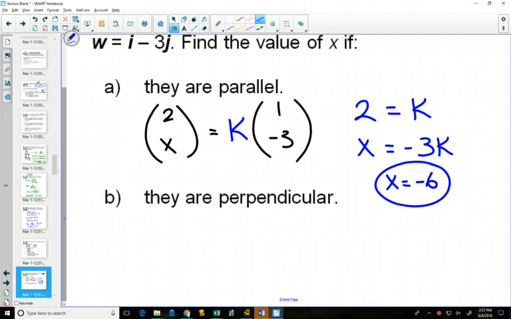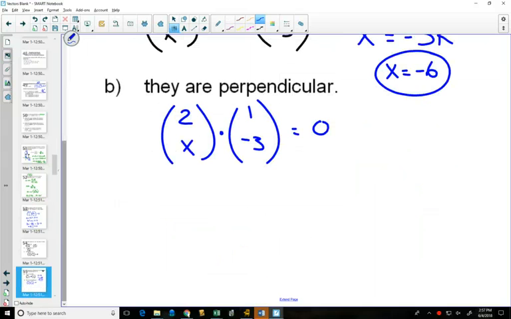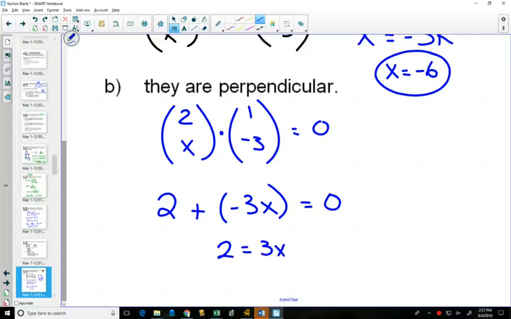Perpendicular, well, that means that the dot product is going to equal 0. So we've got 2 plus a negative 3x equals 0. And x is equal to 2/3.